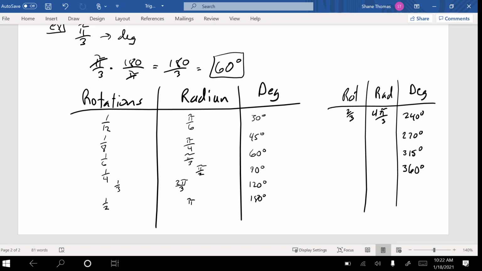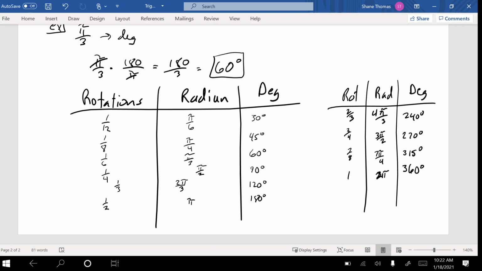270 degrees, 3 pi over 2, which is 3/4 of a rotation. 315 degrees, 7 pi over 4, which is 7/8 of a rotation. And 360 degrees would be 2 pi, which is 1 rotation.